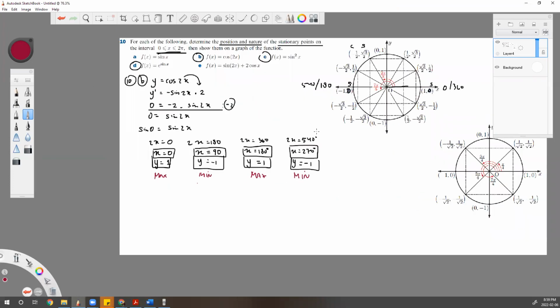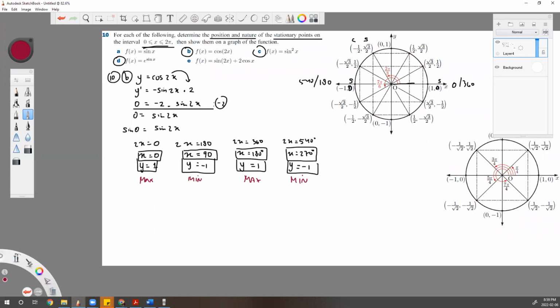Now question C, what the heck is sine square? Okay, let's see. The problem is only on the derivative.